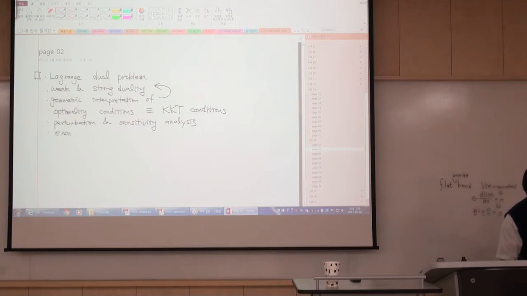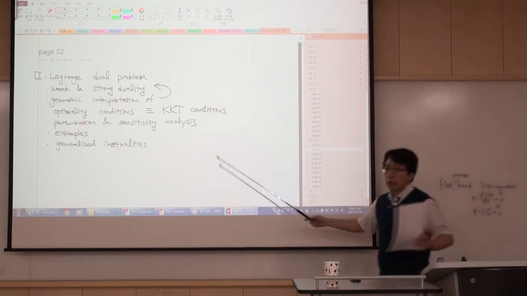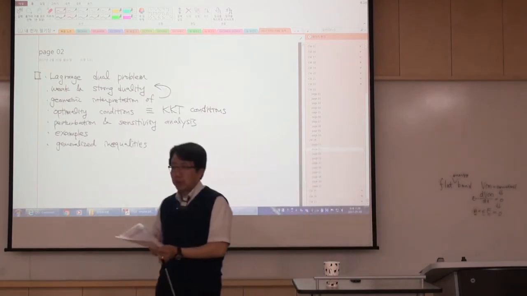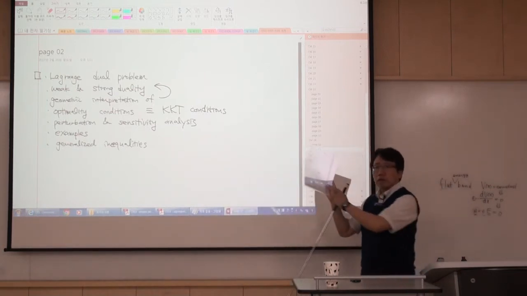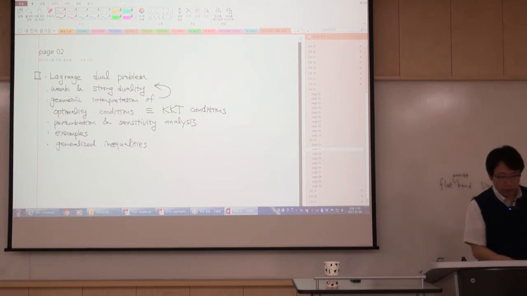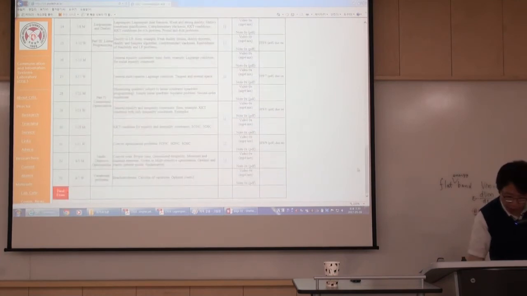And some examples and generalized inequalities. So this is the original items to be covered in chapter 5 of the Boyd textbook. And as you have already found, I have removed some of them. So this is gone. But it will appear here when you study multi-objective optimization.